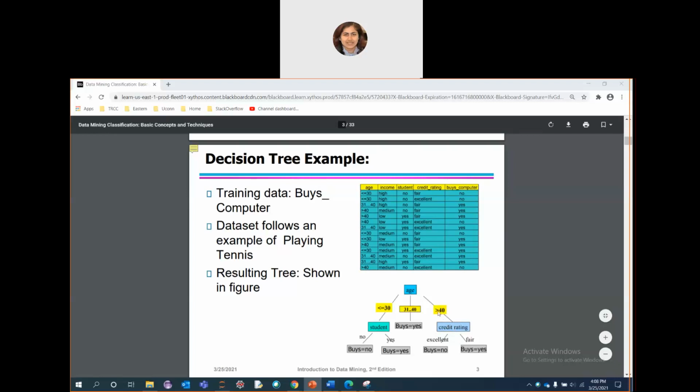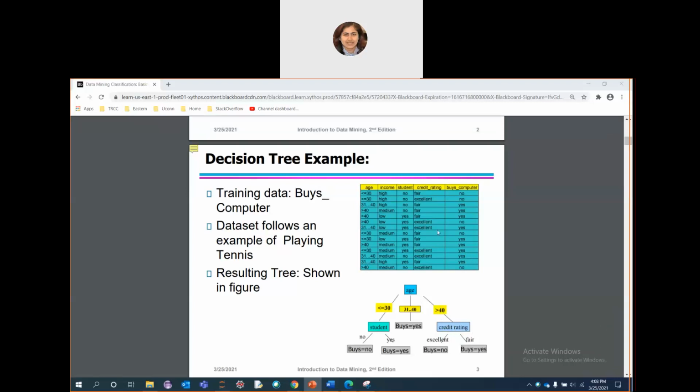In the same way, for age greater than 40, we are getting another node, that is credit rating, based on this attribute, and the credit rating again has two criteria, excellent or fair. Either you can move along excellent to make a decision for the buys computer class, otherwise you can make a decision of buys as yes if the credit rating is fair.